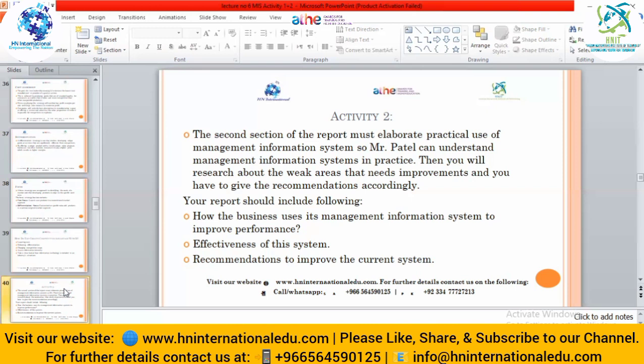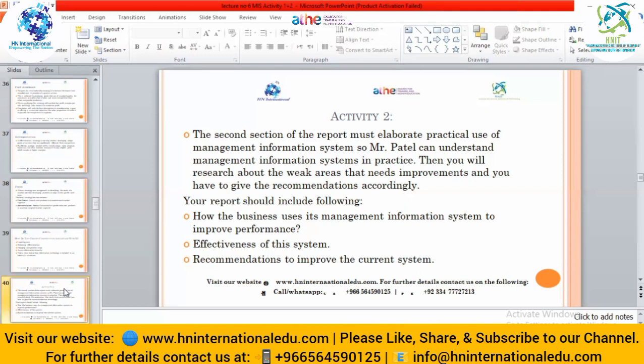So the director, Mr. Patel, can understand the practical management information system, how we can practically implement it. Again, when we have implemented the management information system in the organization, we have to evaluate the weak areas, the areas that need improvements, and give recommendations accordingly. So in the second part of the report, we have to mention how the business can implement the management information system to improve their performance.